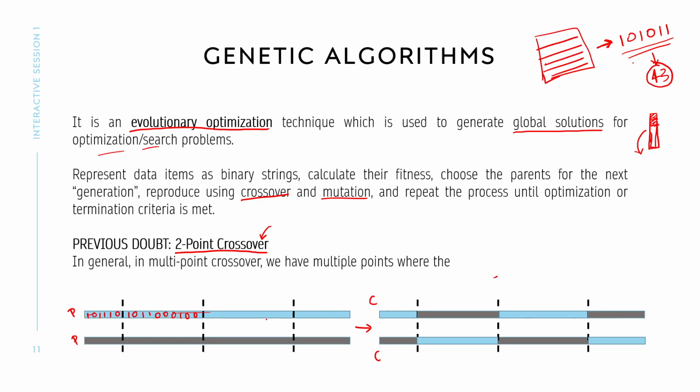In two-point crossover, if you just ignore this for now and say our string is just this long, these would be the two points that I choose to cut. So the first and last bits remain.